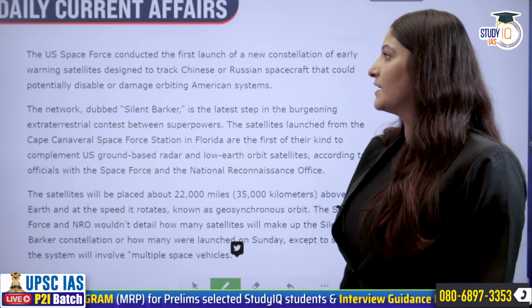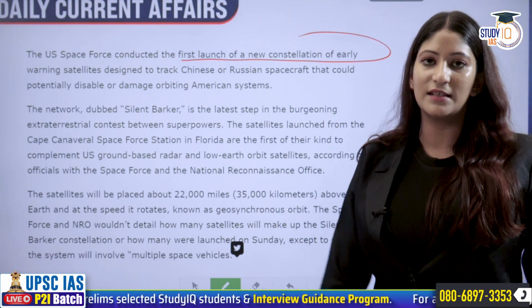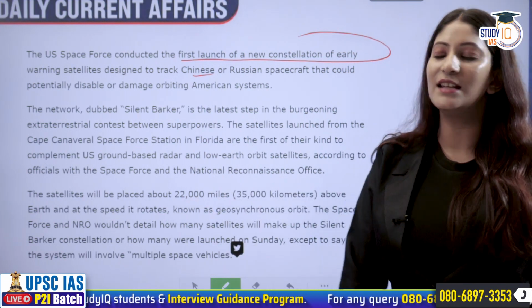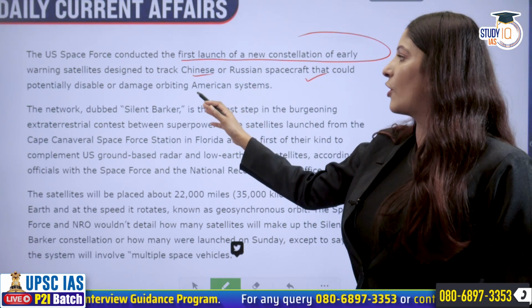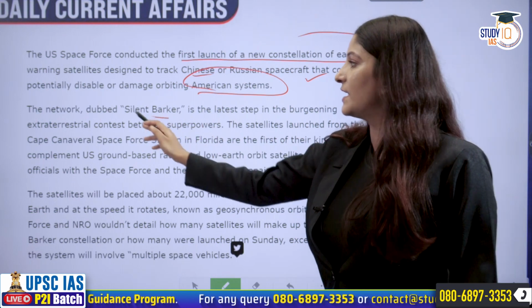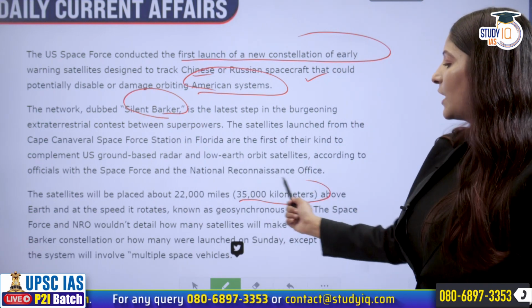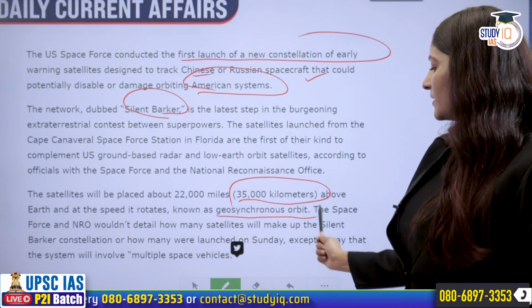The spy satellites. US Space Force conducted the first launch recently of a new constellation of early warning satellites, which is designed to track Chinese and Russian spacecraft that could potentially disable or damage orbiting American systems. It is known as Silent Barker. It is situated at 35,000 kilometers, specifically in the geosynchronous orbit, we call it.